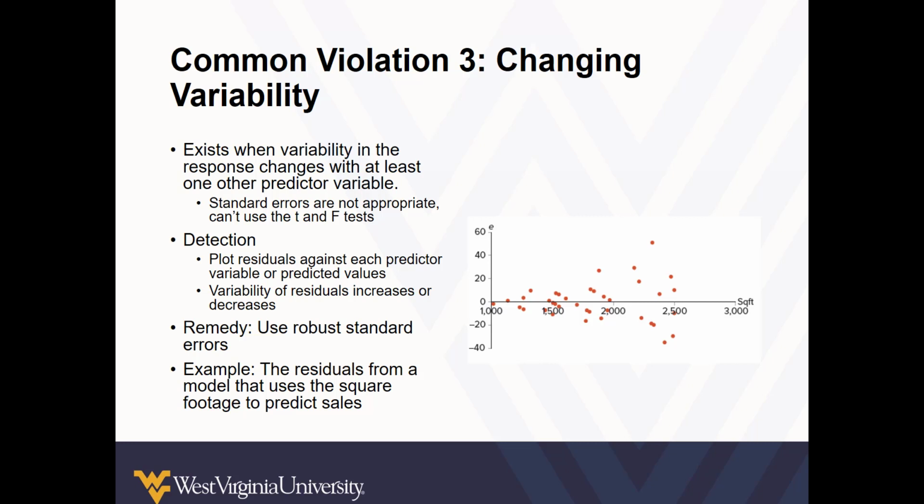So this one isn't the worst. The coefficients are usually okay with the changing variability, but it still leaves us unsure as to whether or not we can use our standard errors and goodness of fit statistics. In the chart, you can kind of see how the distribution of residuals gets wider or fans out on one side. So that's how we can go about detecting this issue, and we can use robust standard errors as a remedy.